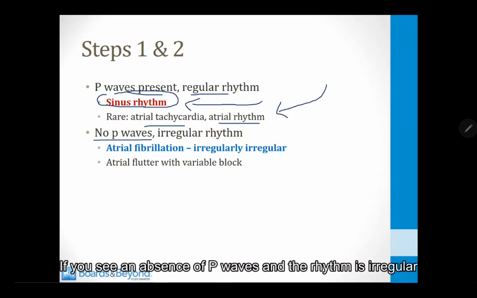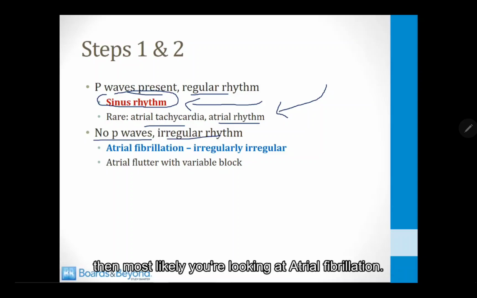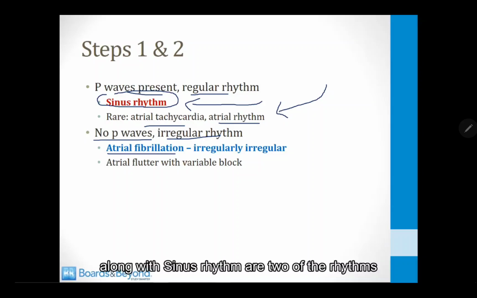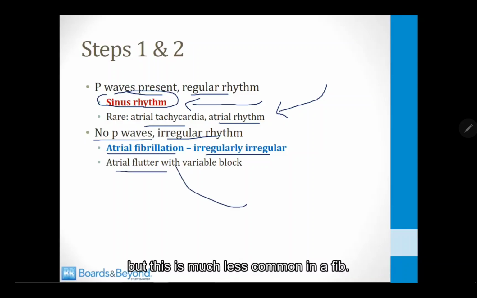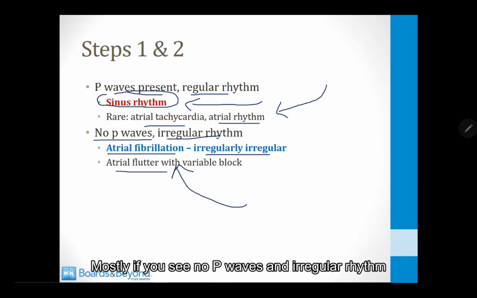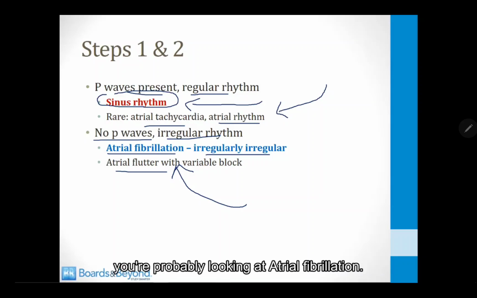If you see an absence of P waves and the rhythm is irregular, then most likely you're looking at atrial fibrillation. This is a very common rhythm, and atrial fibrillation along with sinus rhythm are two of the rhythms you ought to be able to identify. Atrial fibrillation generates an irregularly irregular rhythm with no P waves present. Now, there are other things that cause no P waves in an irregular rhythm. These are things like atrial flutter with variable block, but this is much less common than AFib. Mostly, if you see no P waves in irregular rhythm, you are probably looking at atrial fibrillation.